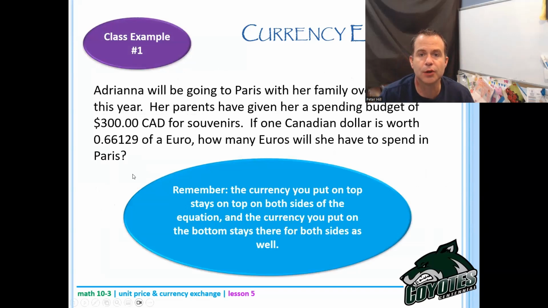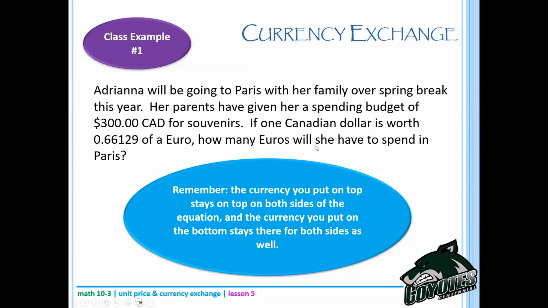Okay, so class example number 1. Adriana will be going to Paris with her family over spring break. Yay for Adriana. Her parents have given her a spending budget of 300 Canadian for souvenirs. If 1 Canadian dollar is worth 0.66129 of a euro, how many euros will she have to spend in Paris? Now, I'm going to hide my face for a sec, just so that those of you at home without the book can see the question.